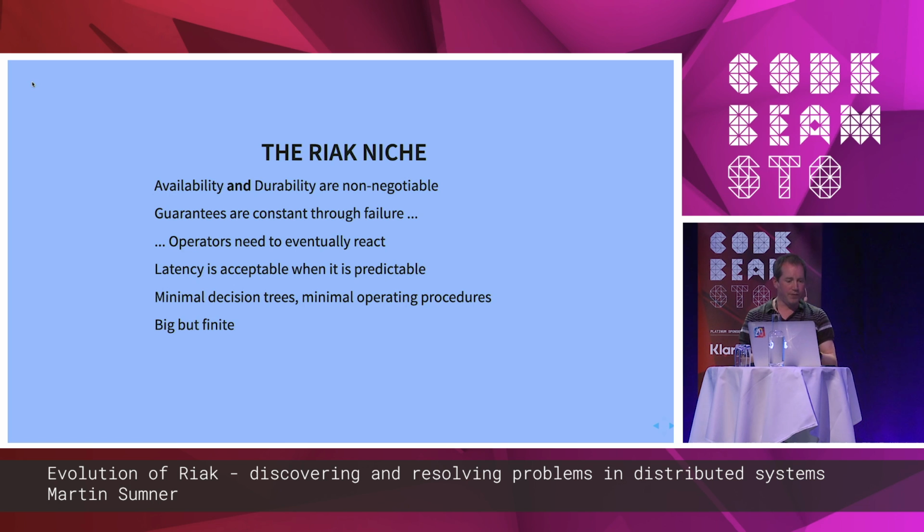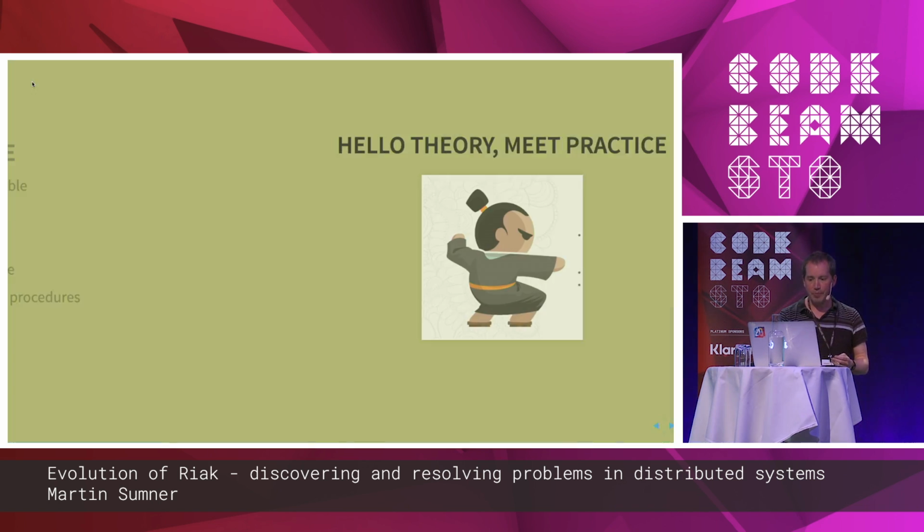And then the other thing is that there are very few operational processes that surround a Riak database. So if you want to have very small decision trees for your operations staff, if you want to have very few procedures to rehearse and learn, then Riak's very good for that. It needs to be of a certain scale, but at the moment it's not tested much beyond 100 nodes. So if you're at Google scale, then you probably need to have your own database and not a Riak database.